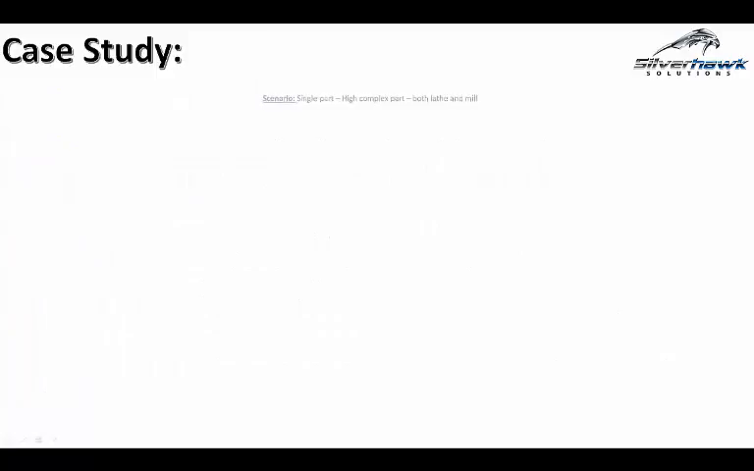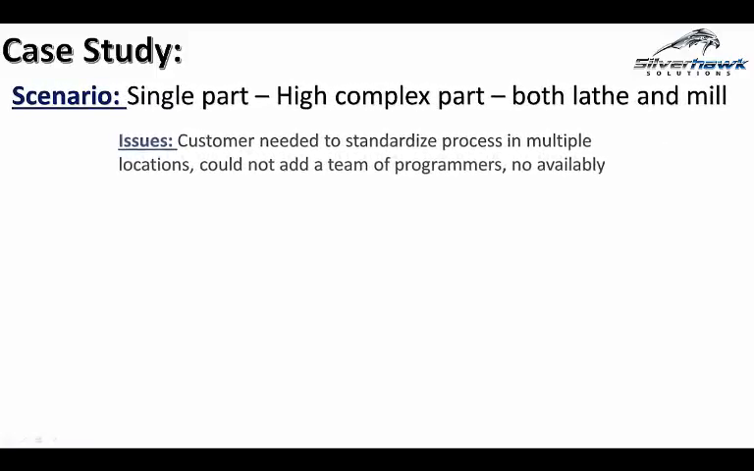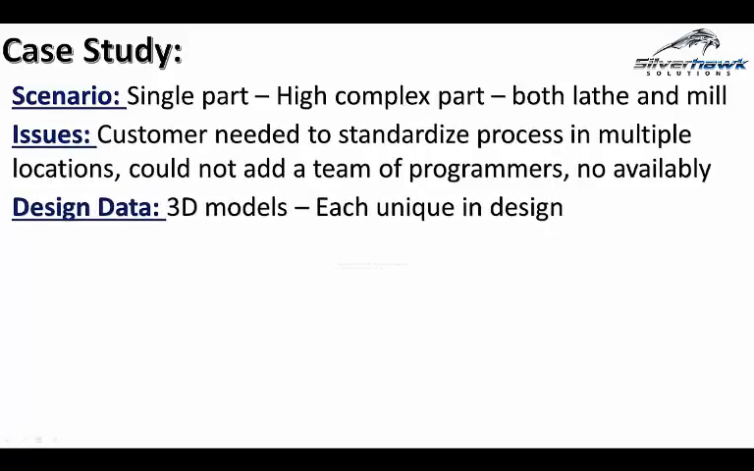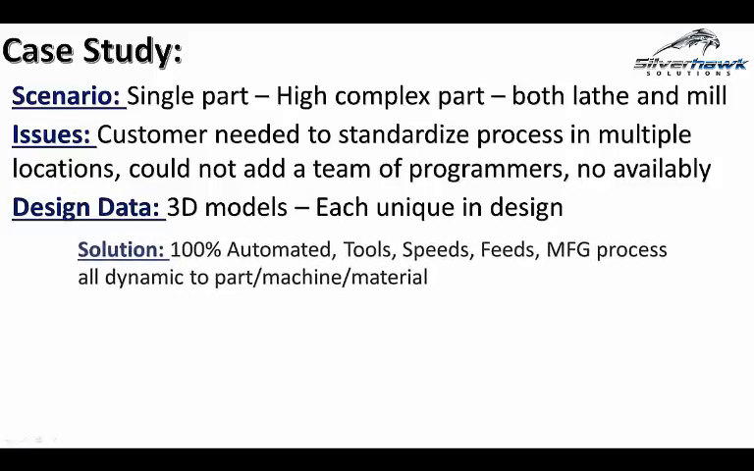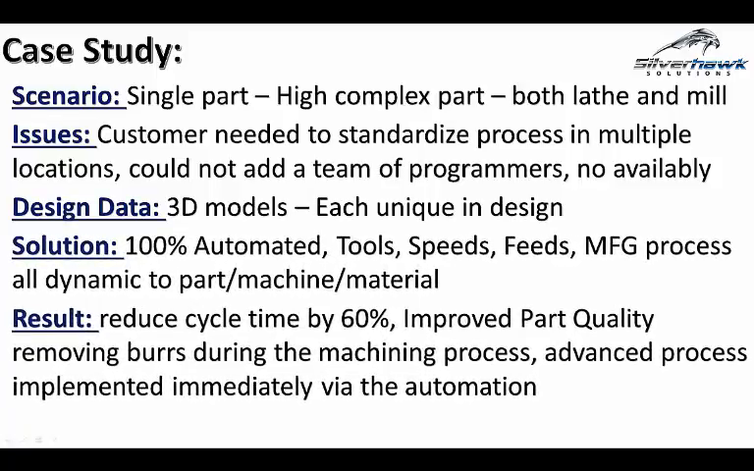The third case study is a customer that makes their parts both on mills and lathes. They were moving from the manual environment to the fully automated CNC environment. So what we did is we worked with the engineers and automated 100% of their product, so they can take the product from design clear into manufacturing in just a few minutes.